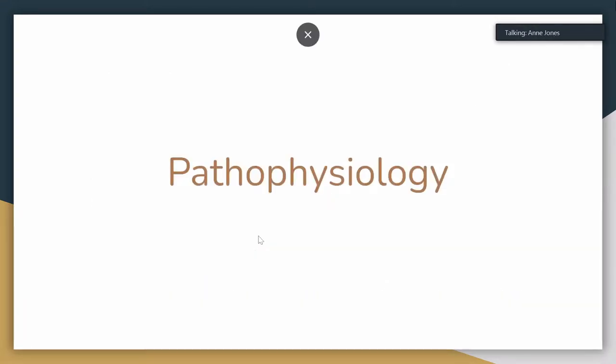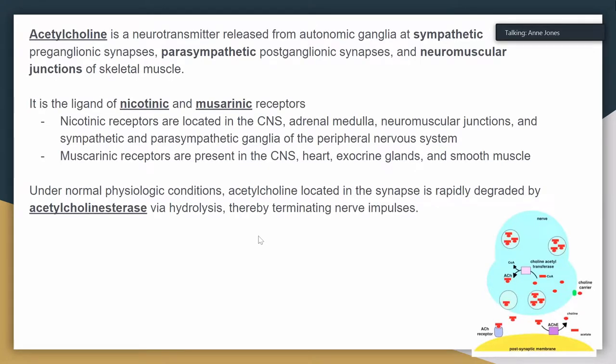So what is our pathophysiology? It all has to do with acetylcholine. Normally acetylcholine is a neurotransmitter released from autonomic ganglia, it has sympathetic effects and parasympathetic effects, and it also works in neuromuscular junctions. I think that's important to touch on, because when I think of acetylcholine, I think of it as a parasympathetic neurotransmitter, but it actually does affect both our sympathetic and parasympathetic systems, depending on what receptor it's hitting. So it hits nicotinic and muscarinic receptors, and those are located basically all over our body. Under normal conditions, the acetylcholine in our synaptic cleft is then degraded by acetylcholinesterase, which then stops the nerve impulse from occurring.